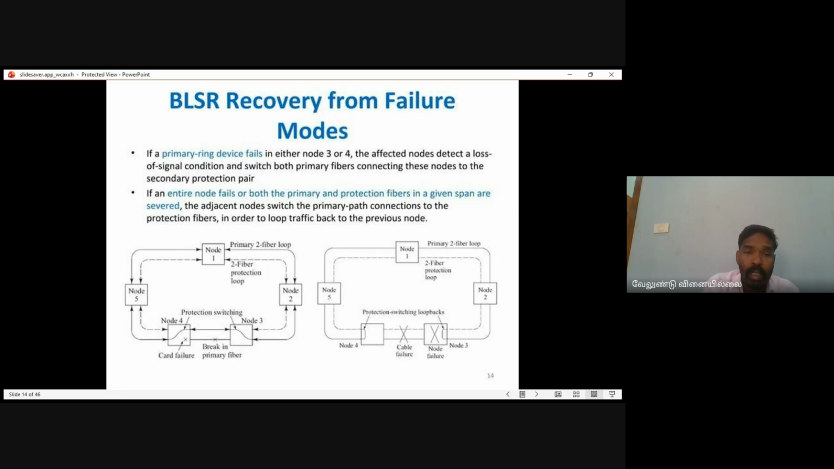So if the entire node fails, or both primary and protection in a given span fail, the adjacent nodes give the primary path. Automatically the adjacent nodes become a primary path, so it avoids the failure of connectivity or any other cable failures. So this BLSR methodology is recovering from the failure mode of the system.